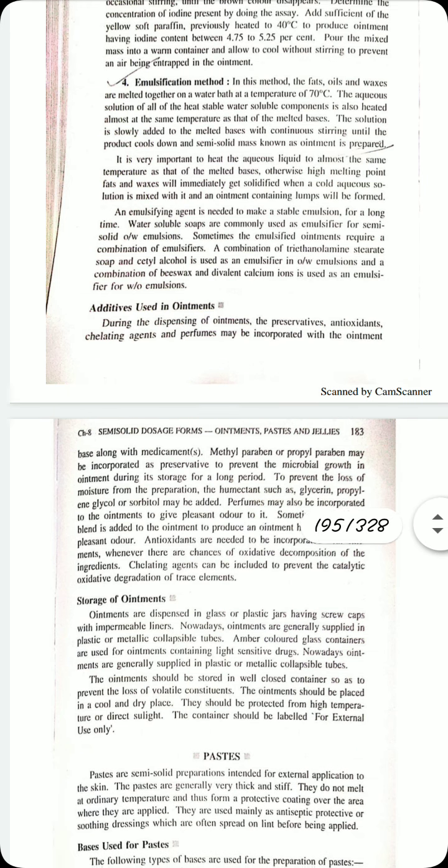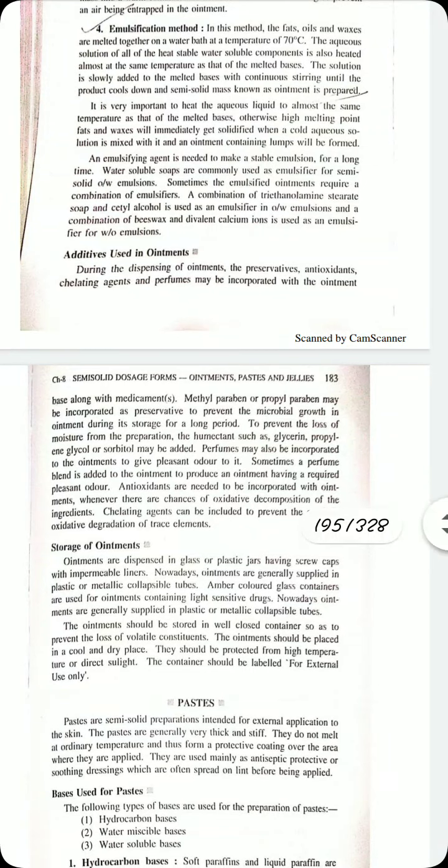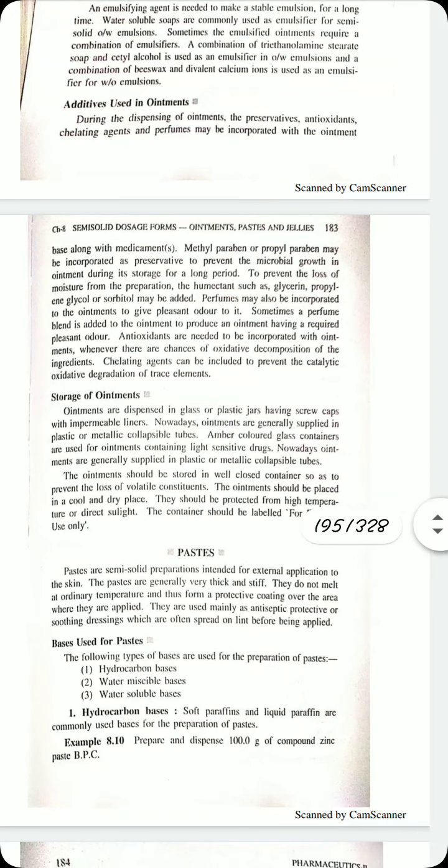So here is the end of your chapter on ointment. In the next lecture, we will discuss pastes.